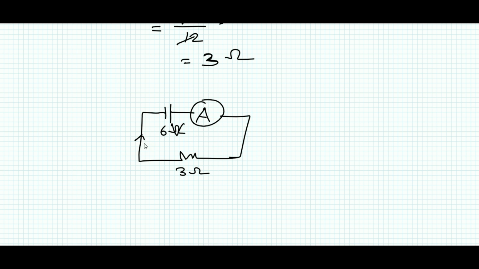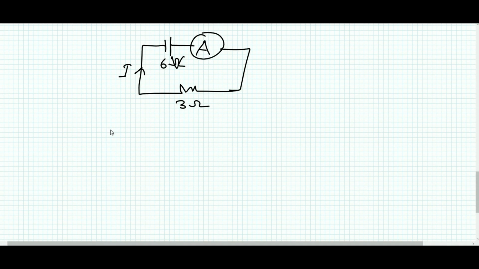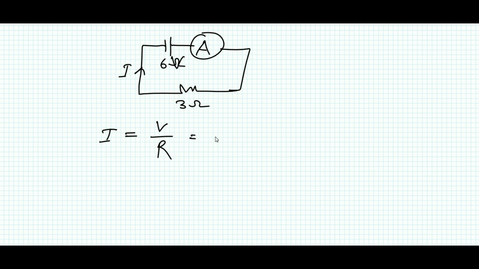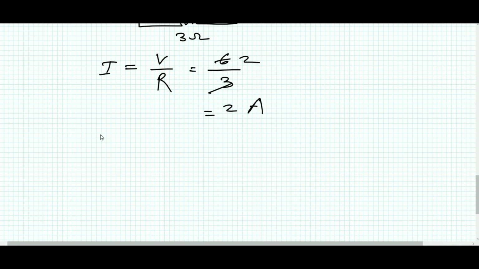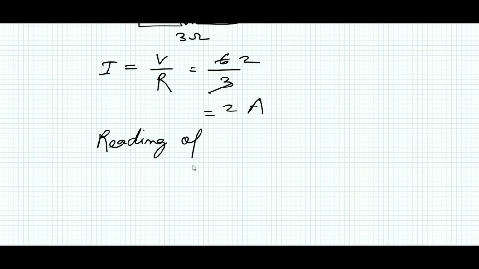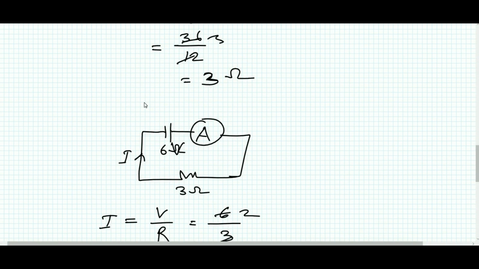So current I is equal to voltage by resistance, that is equal to 6 by 3, that is 2 ampere. So the reading of the ammeter is equal to 2 ampere. So this is the solution.